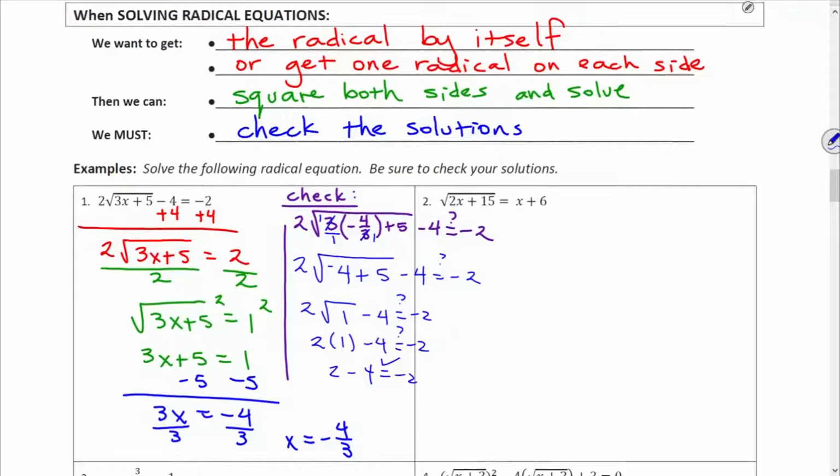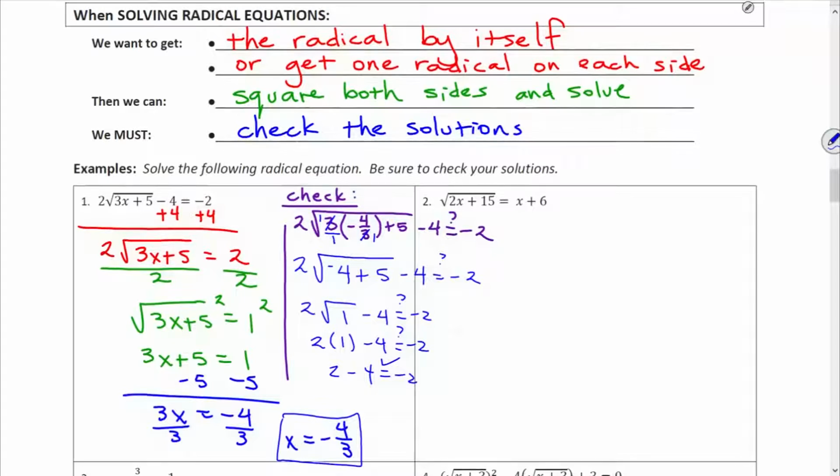Okay, and this one works, but I don't know that until I finish checking my answer. Once I've got it checked, I will then box this answer and say, yep, the solution to this equation is negative 4/3. Okay, let's also look at number 2.